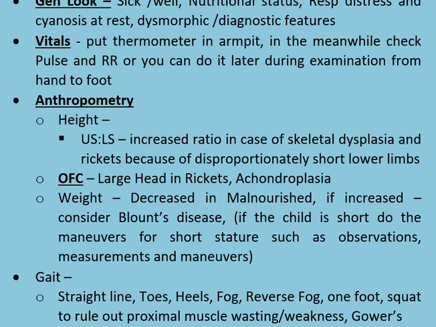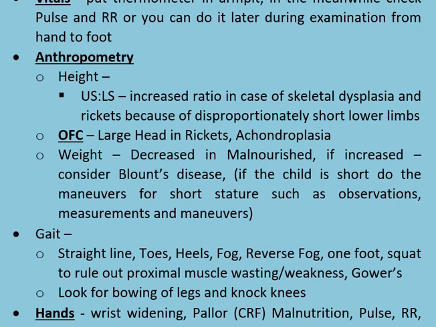If the child is short, do the maneuvers for the short stature, such as the observations, measurements, and maneuvers. We will do the short case of short stature later. Then you check the gait, as in the last video I told you about the gait. You make the child walk on a straight line, then toes and heels, frog, reverse frog, one foot squat. And to rule out the proximal muscle weakness or wasting, you do the Gowers'. Then you look for the bowing of legs and knock knees.